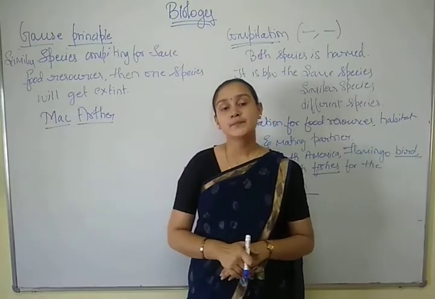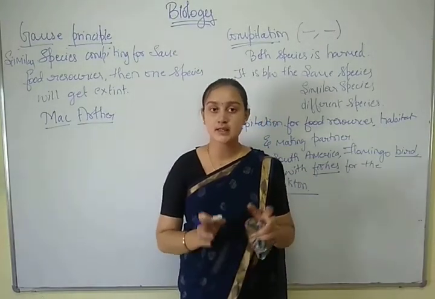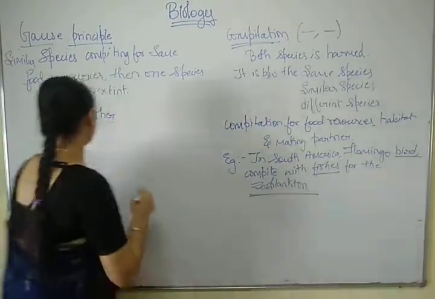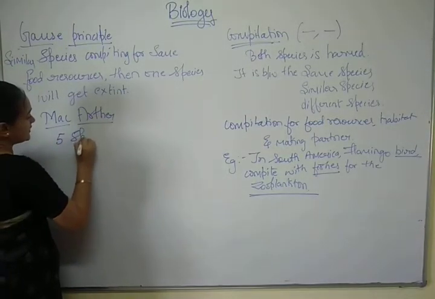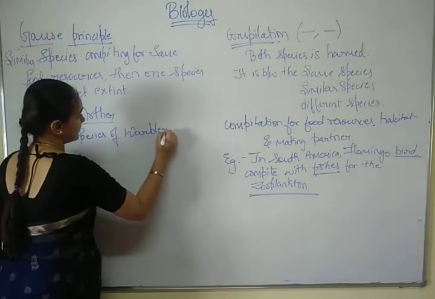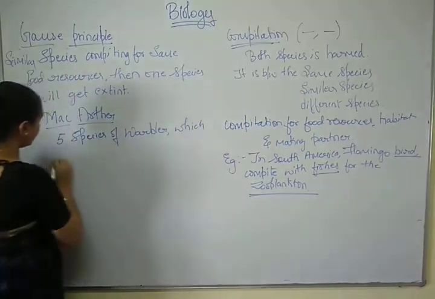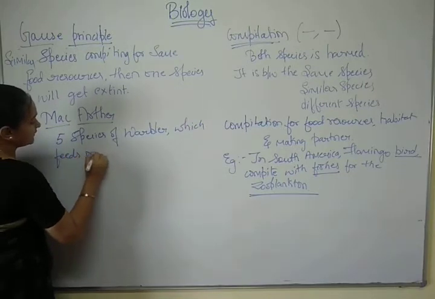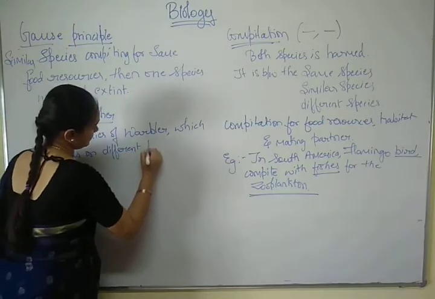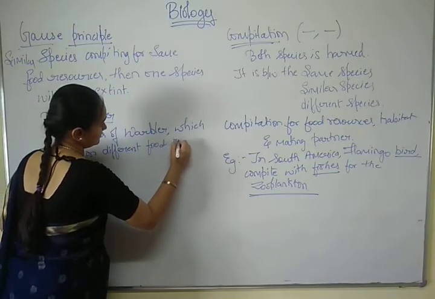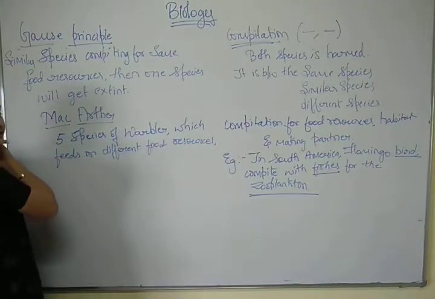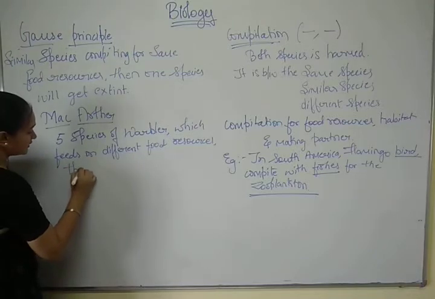Then all the 5 species didn't get extinct. So the 5 species of warbler, which feed on different food resources, didn't get extinct.